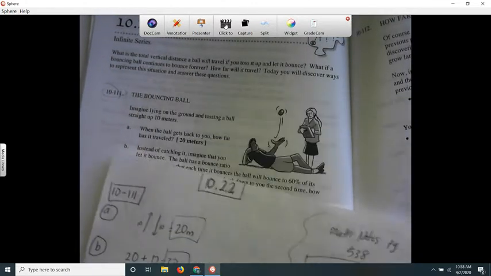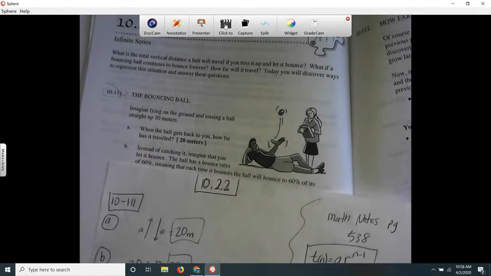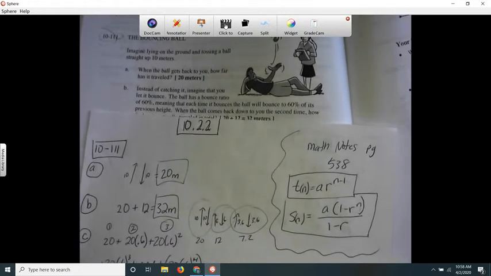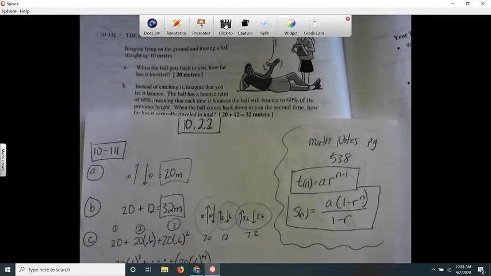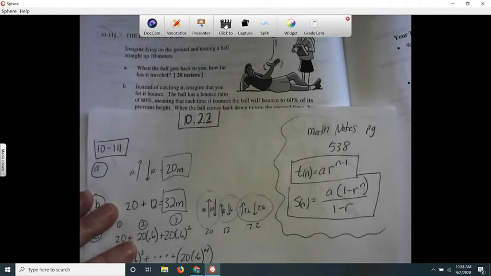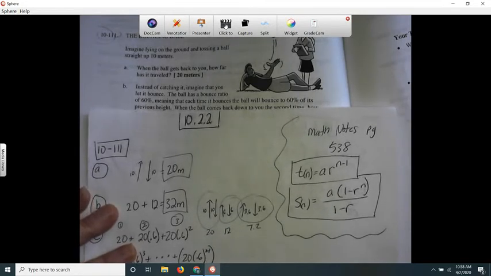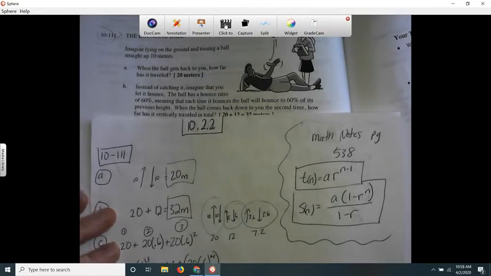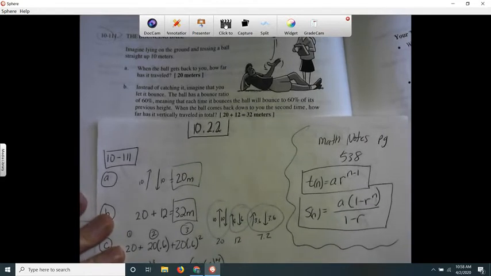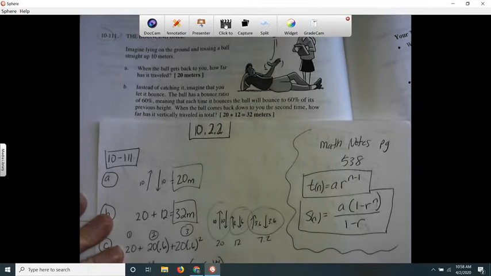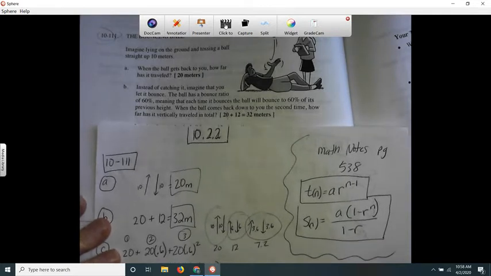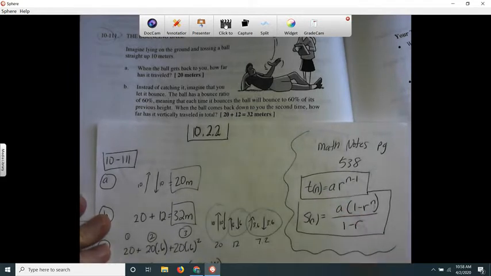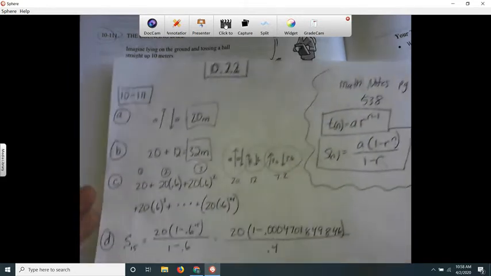And then it says, instead of catching it, imagine that you let it bounce. The ball has a bounce ratio of 60%, meaning that each time it bounces, the ball will bounce to 60% of its previous height. When the ball comes back down to you the second time, how far has it vertically traveled in total? So I know you can see the answer right there. I'll explain how they got that answer.